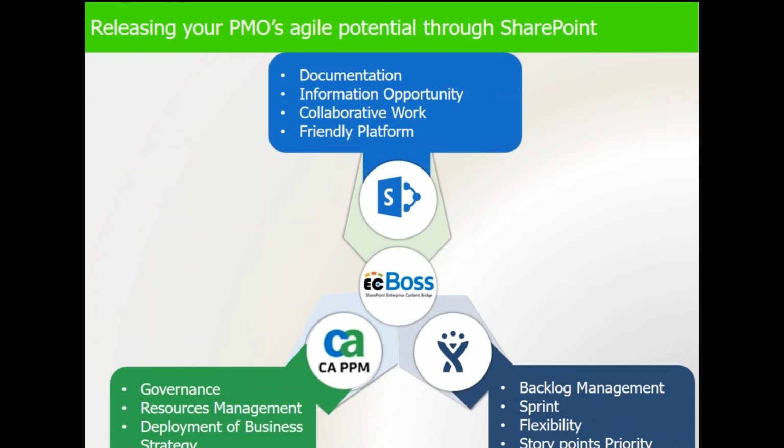So here we're going to talk about a couple of different tools. We're going to talk about Jira, and the reason we're going to talk about Jira is because Jira is the most popular Agile management tool. We're going to talk about SharePoint because SharePoint is a very common document management tool for organizations, and we're going to talk about CA/PPM because I believe everyone that's on this call is a CA/PPM user.